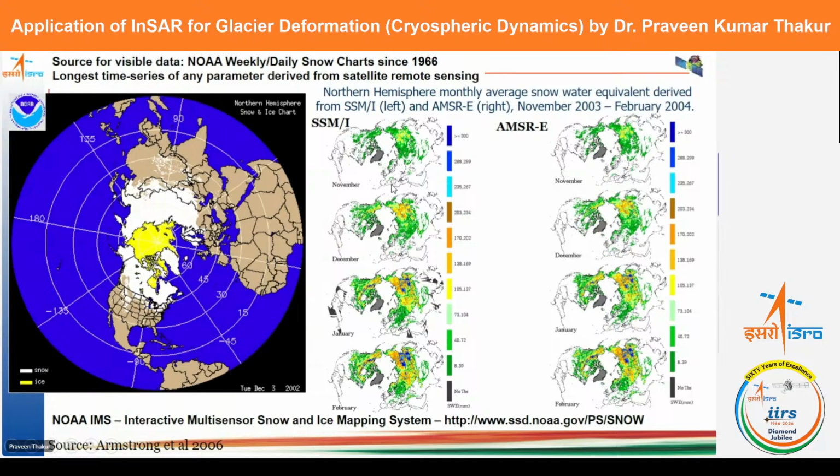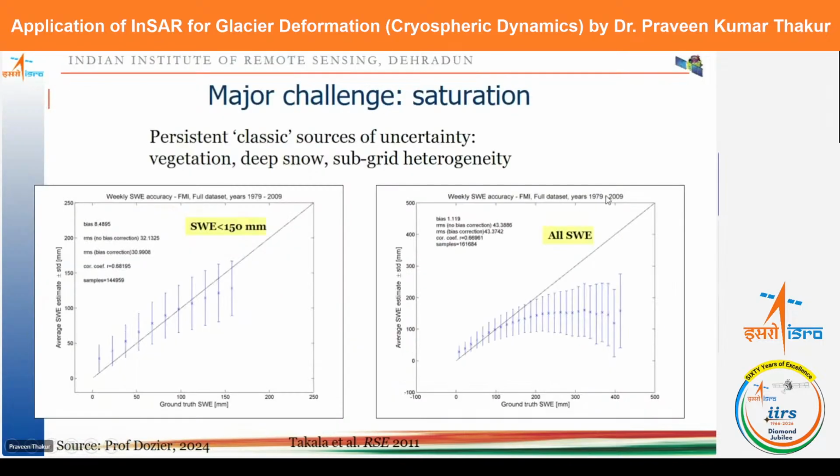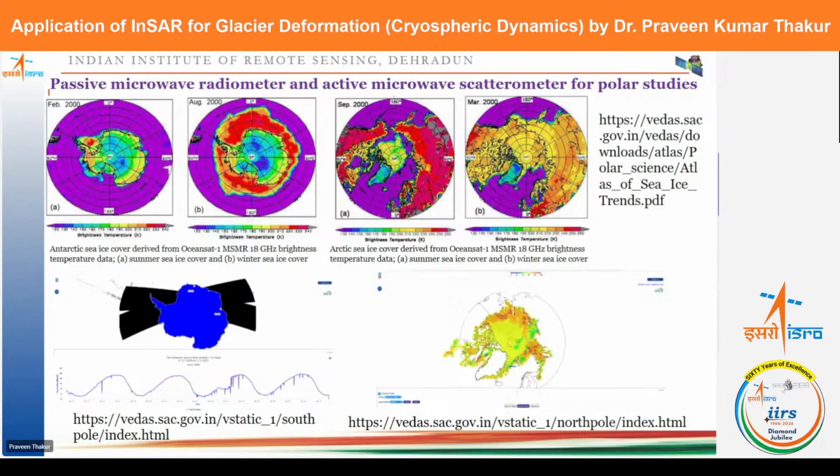And this is from SSMI at the global scale. This is from the AMSRE at the global scale. And why we say there is a saturation? Because if your snowpack is greater than 1 meter, and if your snow water equivalent is more than 150 millimeter, the brightness temperature is not sensitive beyond that. So there is an upper limit with traditional microwave remote sensing brightness temperature up to which you can get the snow water equivalents.